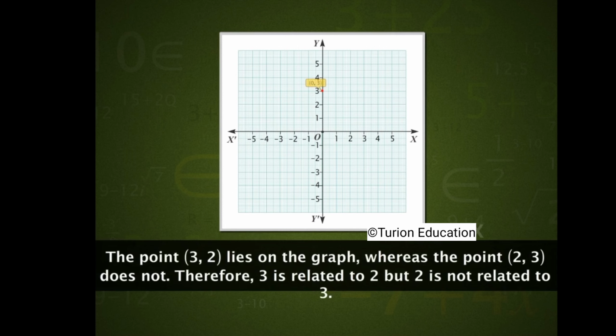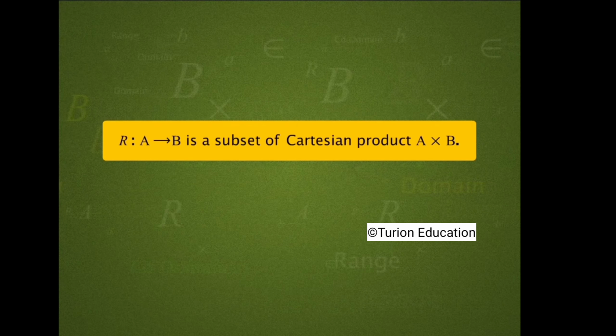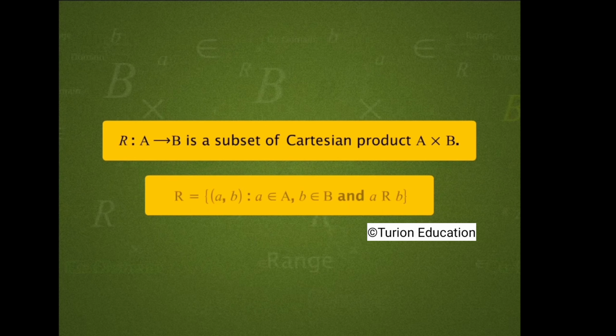For example, the given ellipse is the graph of some relation, say R. The point (3, 2) lies on the graph, whereas the point (2, 3) does not. So 3 is related to 2, but 2 is not related to 3. The relation R from a non-empty set A to a non-empty set B is a subset of the Cartesian product set A cross B. So relation R will have a set of ordered pairs as its elements. Symbolically, it is written as shown here.